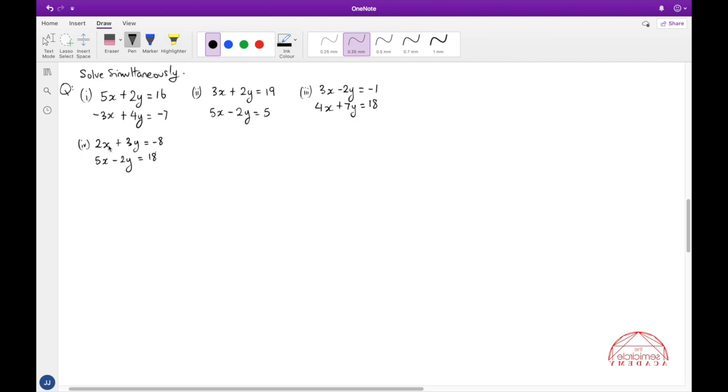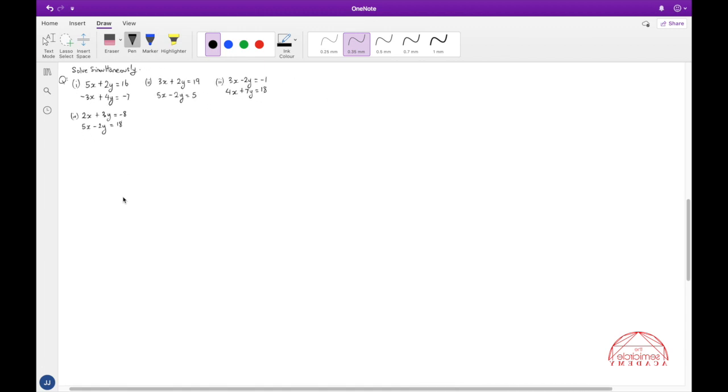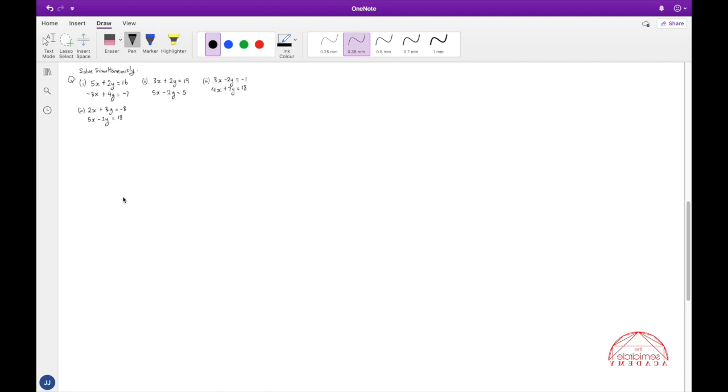So the first equation that you all had for homework, number 1, was 5x plus 2y equals 16, and negative 3x plus 4y equals negative 7. We'll call this equation 1, and we'll call this equation 2.